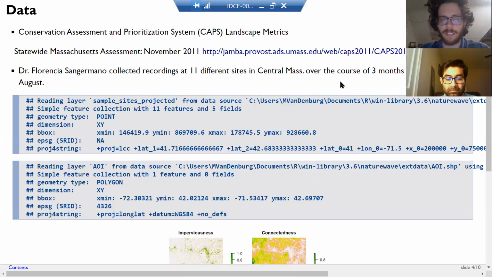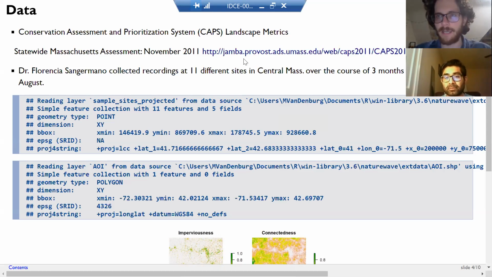Now, the data used for this study, as Gabo mentioned, Dr. Florencia Sangermano collected recordings at 11 different sites in Central Mass over the course of 3 months between June and August. These recordings total close to over 1,200, taken during the day at these different sites in Central Mass. Once those were collected, my research partner, Shrina, and I processed them, brought them in, and were able to get the NDSI values, along with some other sound indice values for them, which we'll talk about in just a second. But the other data utilized in this study is that of CAPS.